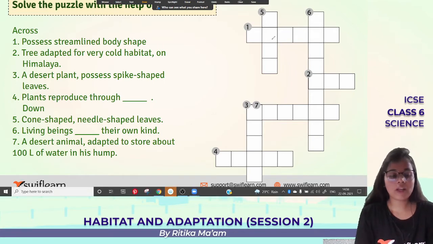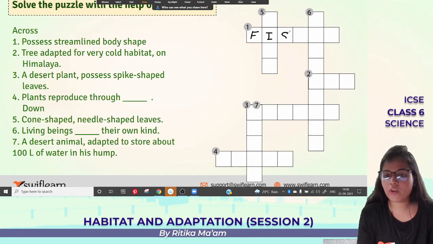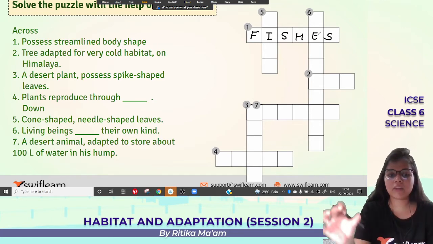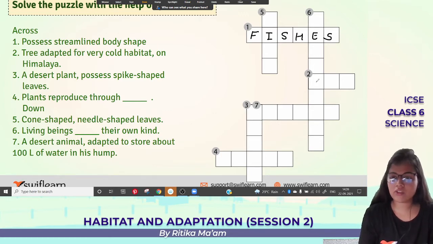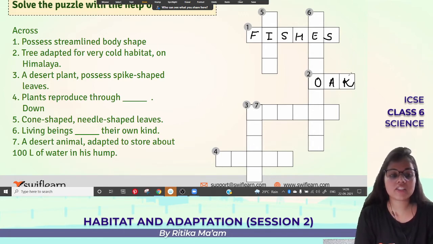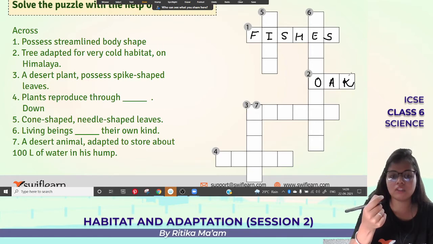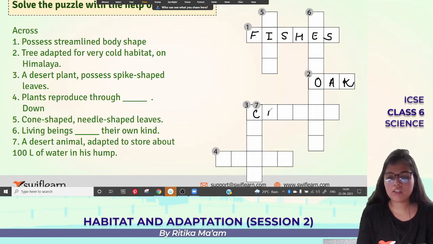Now, question number 1, which is across, says: possess streamlined body shape. So the organisms which have a streamlined body shape are fishes. Fishes have a very streamlined body shape, which allows them to swim very easily. Next, tree adapted for very cold habitat on the Himalayas. That tree is known as the oak tree. A desert plant possesses spike-shaped leaves. So spike means sharp leaves, so it is cactus.